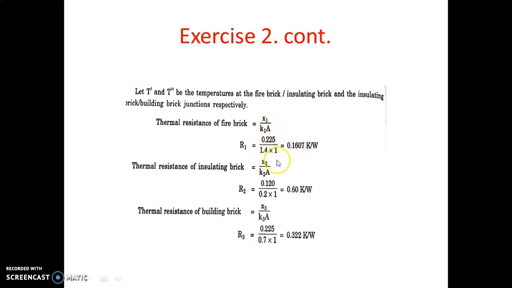So by putting all the values in this equation, we get R1 is equal to 0.1607 Kelvin per watt. So this is the unit of resistance. So this is actually called thermal resistance. Similarly, you have to calculate the thermal resistance for the insulating brick.